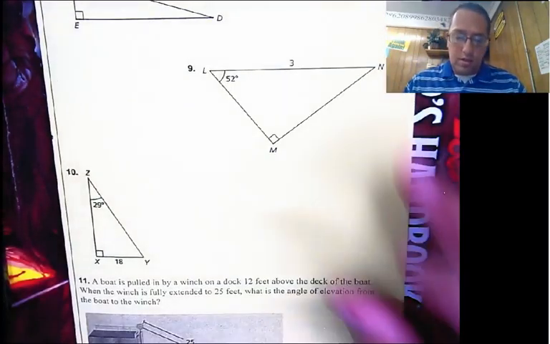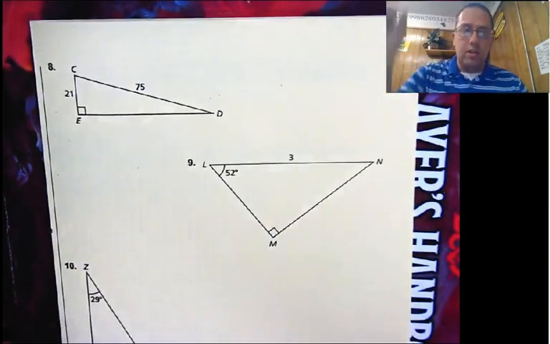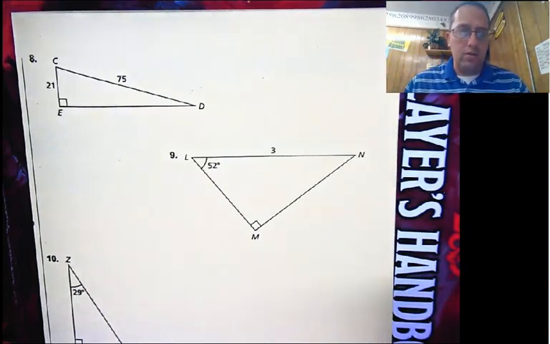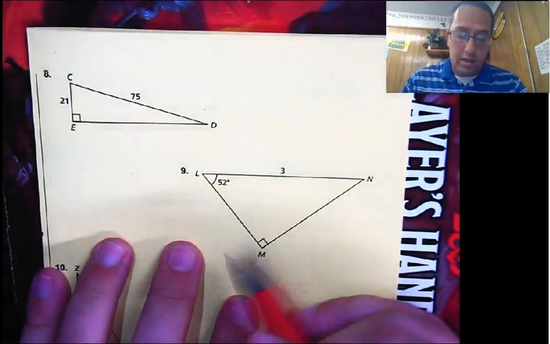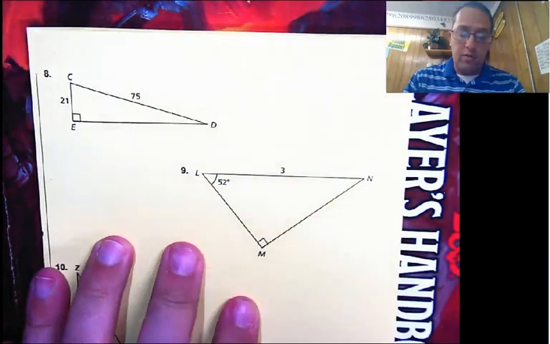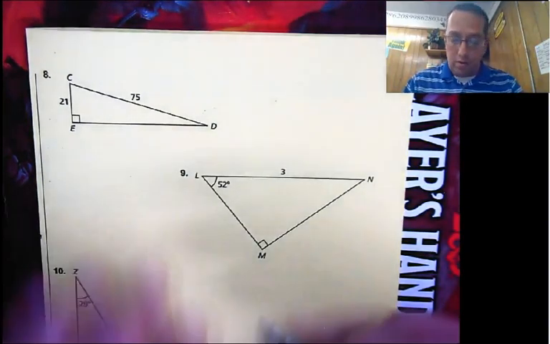Let's do some more. Let's see here, number 8. Number 8, we're still solving. We have two sides and the right angle. We need to find the two acute angles, and we need to find that other side. Easy enough. Again, we have two sides looking for the third side of a right triangle. That is, of course, the Pythagorean theorem.